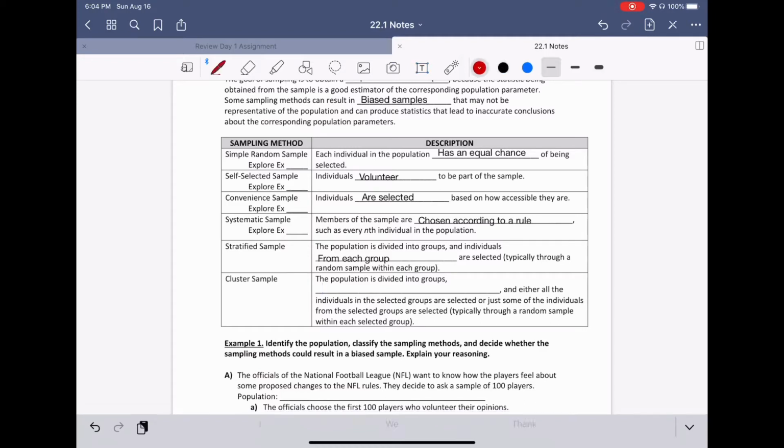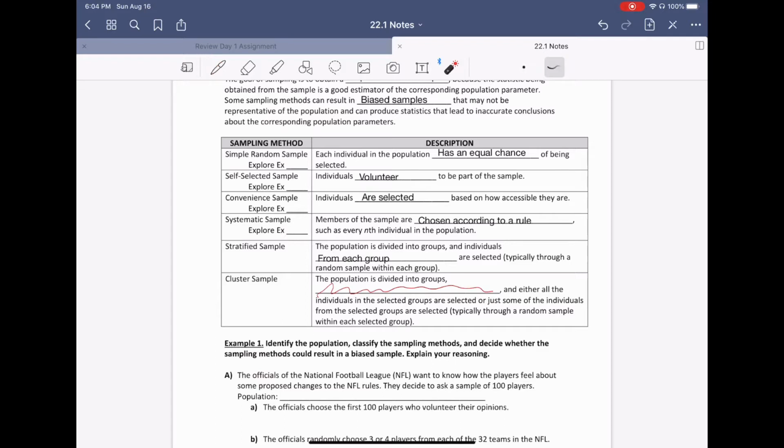We don't really need this line here. Not necessary. So, as you can see, very similar definitions. In a stratified sample, the population is divided into groups and individuals from each group are selected. Cluster sample, the population is divided into groups once again, and either all of the individuals in the selected groups are selected or just some of the individuals, which means that even though we do have groups, we can go without representing a specific group because they may or may not be chosen when it comes to cluster sampling. Stratified sample, you will have an equal representation from each group.